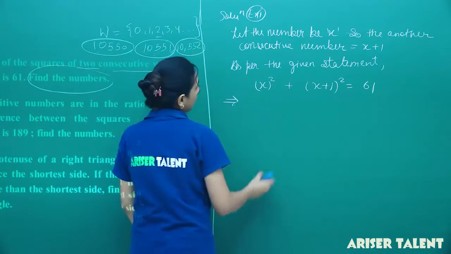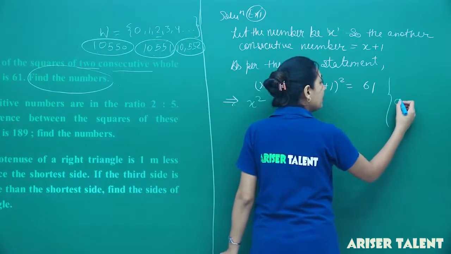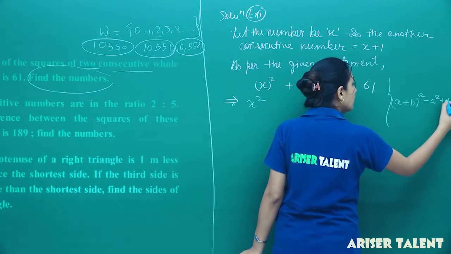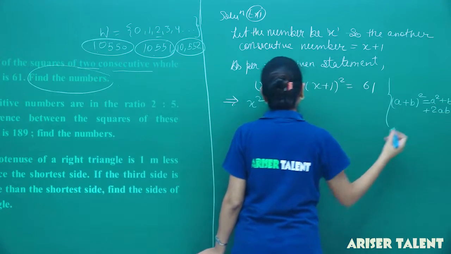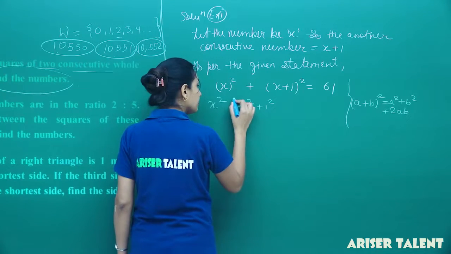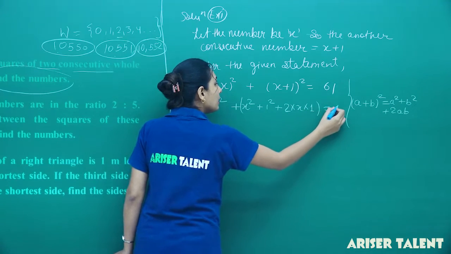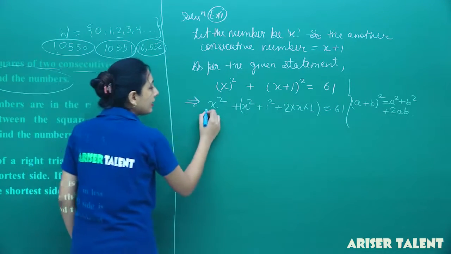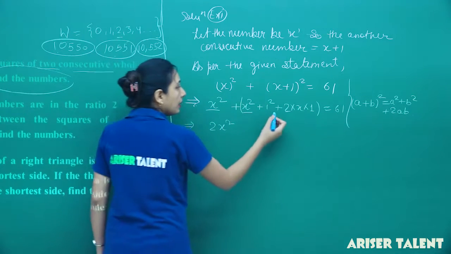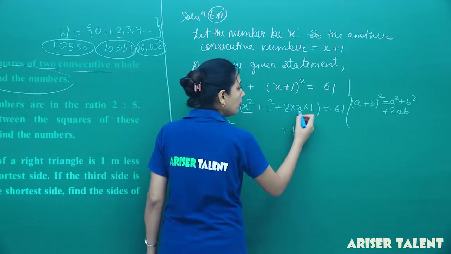That will be x square as it is. Now, by the formula, here I will be applying (a plus b) whole square equals a square plus b square plus 2ab. Okay, so that will be x square plus 1 square plus 2 times x times 1 equals 61. Okay, now this x square and this x square will form 2x square. This one as it is, plus 1. Now this 2 multiplied by x.